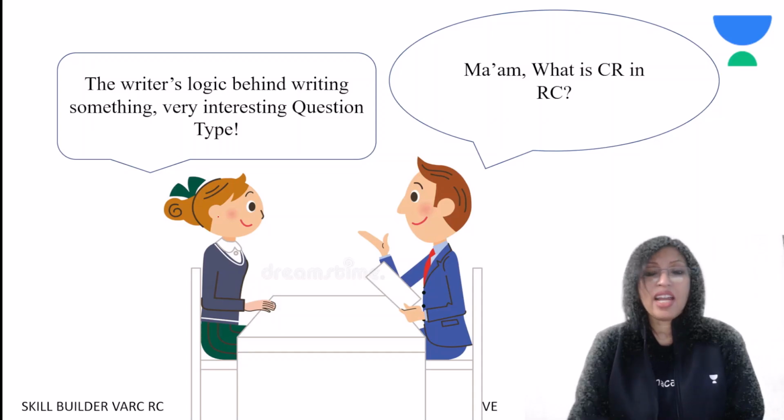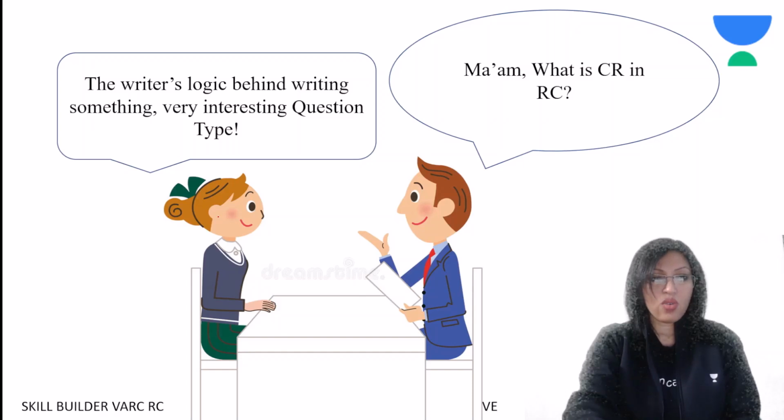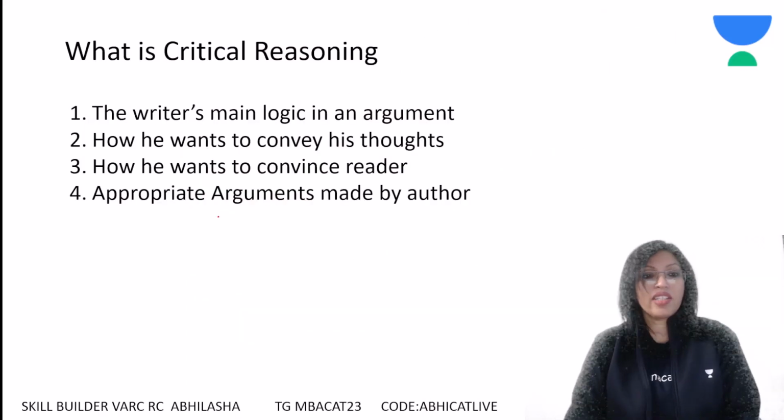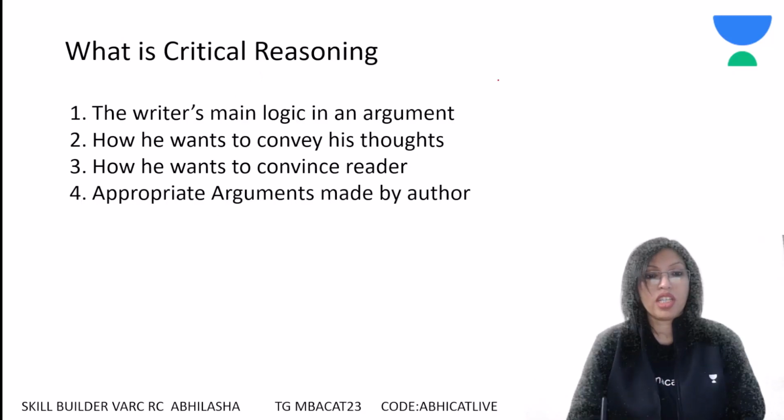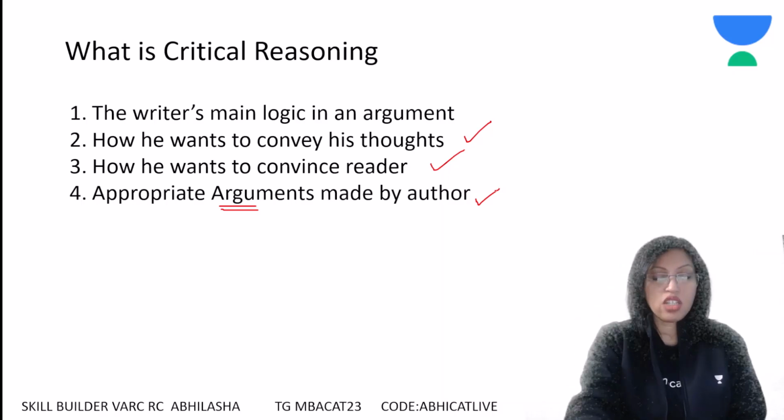So let's understand what critical reasoning is, how to solve these questions, what are the different types of questions, and so on. Okay, so what is critical reasoning? The writer's main reason or main logic in an argument, how he connects the different thoughts that he has is called critical reasoning. Your understanding of that is critical reasoning. So the writer's main logic in an argument, how he wants to convey his thought, how he wants to convince the readers, and what are the appropriate arguments made by the author. So these are all the things that we are going to be learning in today's sessions also.